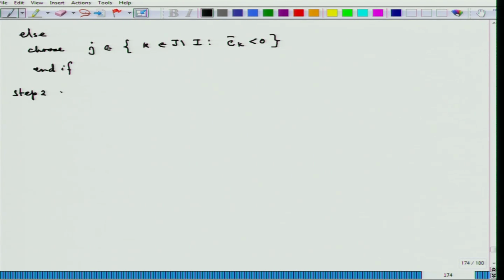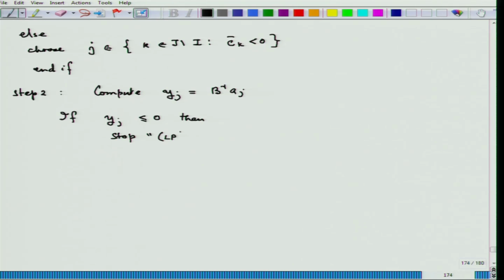Step 2, compute. This is also very important to know. You have chosen the j, what is this? It is an if then else loop basically: then stop, LP is unbounded. This is already proved. Else, if this does not happen, then compute theta, which is the minimum, you know how to do it.